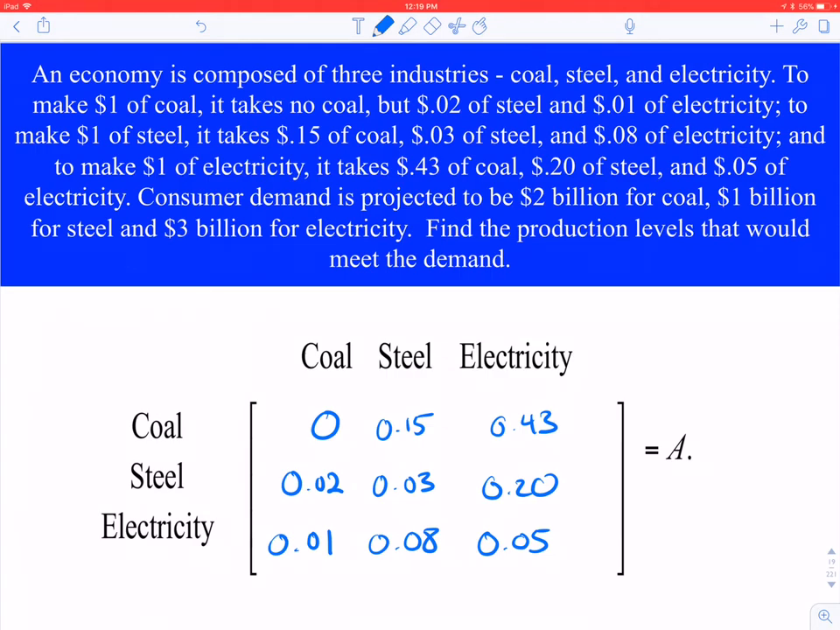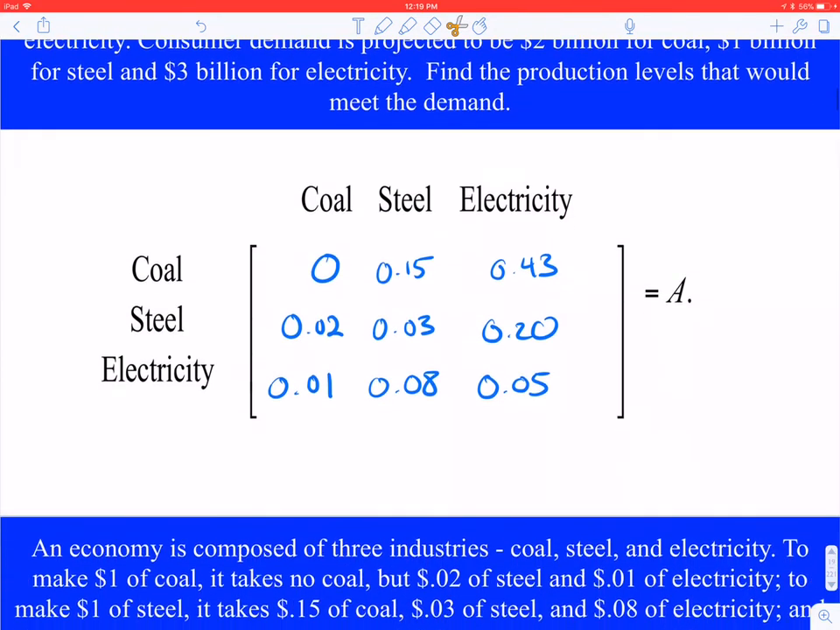So to produce $1 worth of coal, it takes 0 coal, 2 cents of steel, and 1 cent of electricity. To produce $1 of steel, it takes 15 cents of coal, 3 cents of steel, 8 cents, and so on and so on. So that's what this paragraph is saying, and that's how you fill it in.